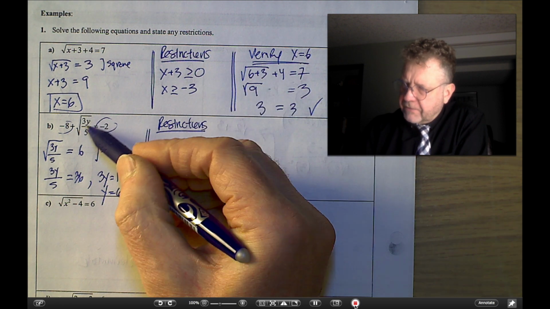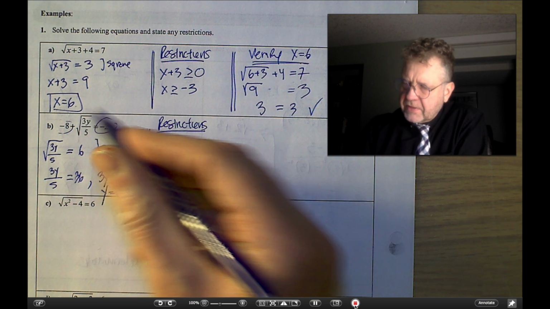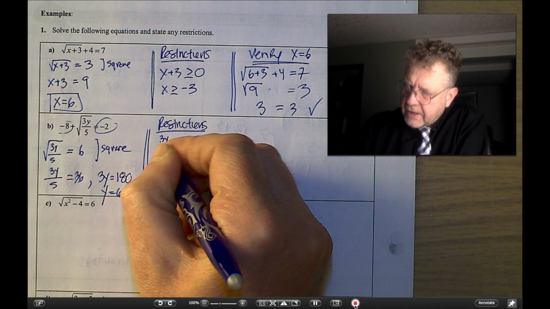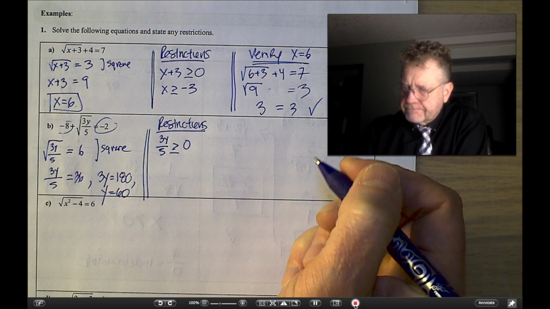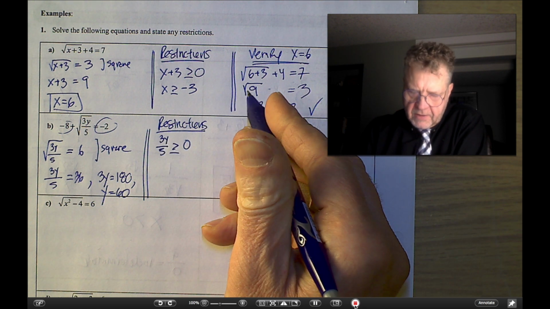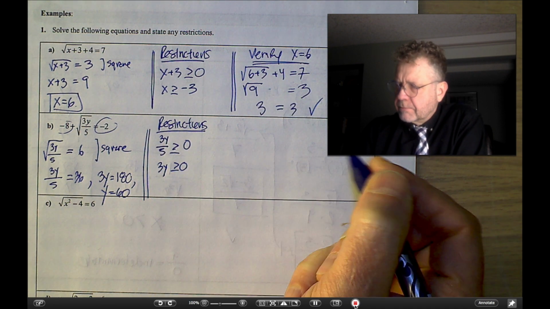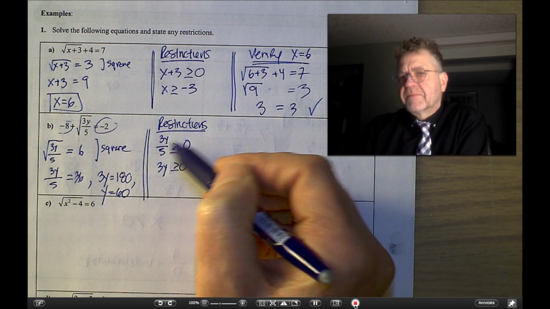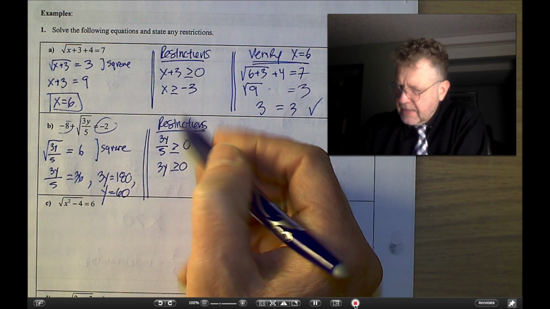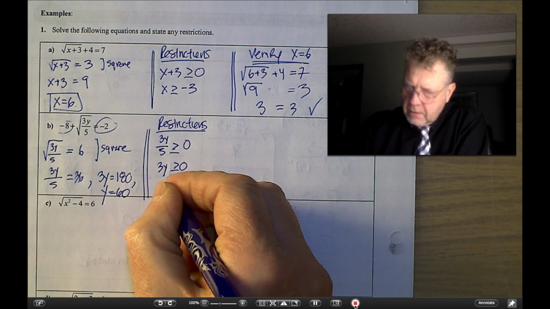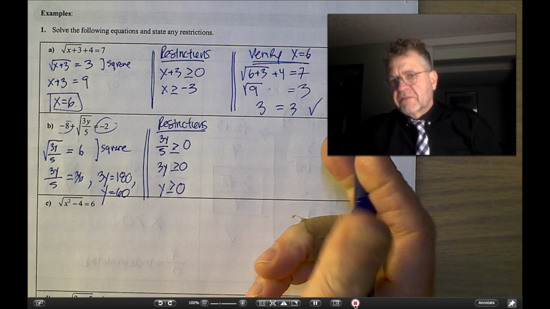Well, what we're looking for is the radicand being greater than or equal to 0. So not the square root of this, but 3y over 5 must be greater than or equal to 0. And if I multiply both sides by 5, I really got what? 3y greater than or equal to 0, because I'm multiplying both sides by the same value, which doesn't change the inequality. And then 3y is going to be greater than or equal to 0. In other words, y must be greater than or equal to 0. So any value of y that's greater than or equal to 0 could be a solution.